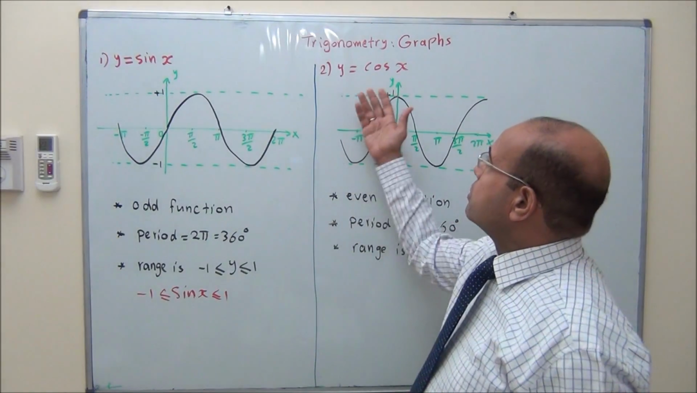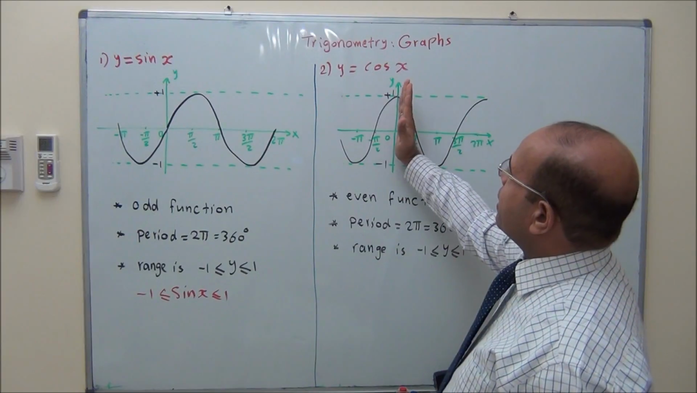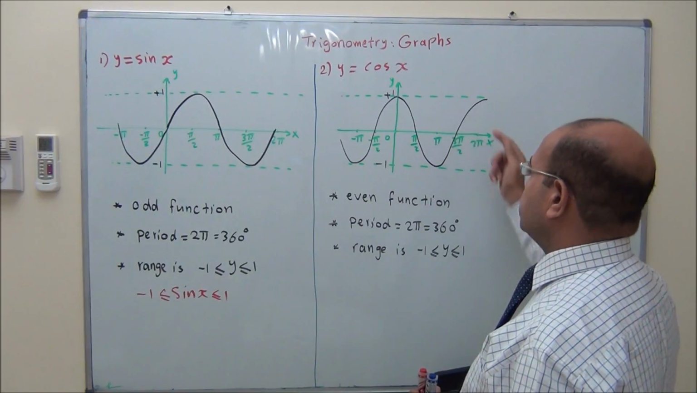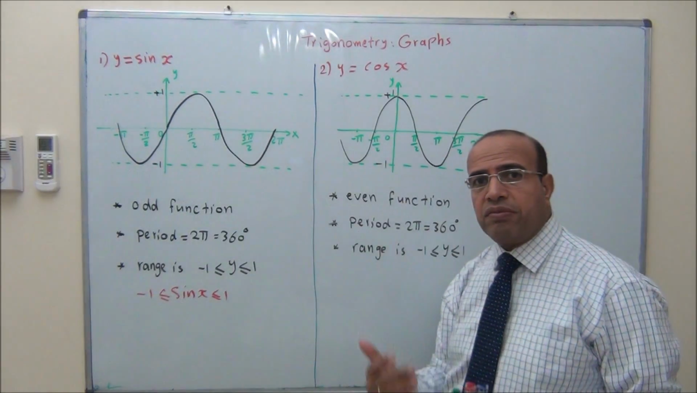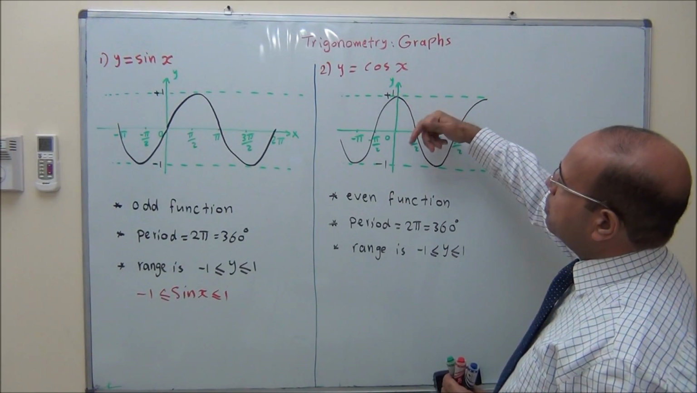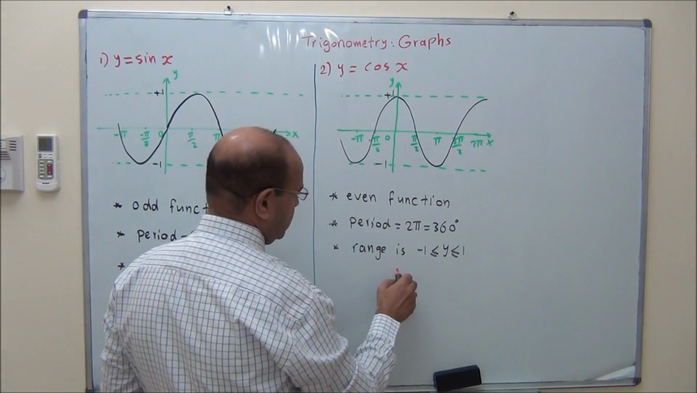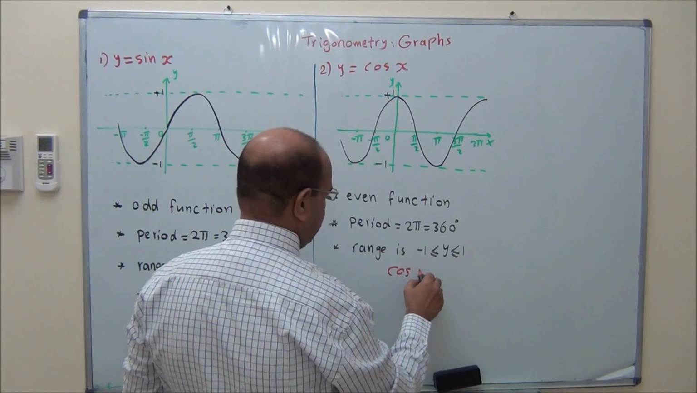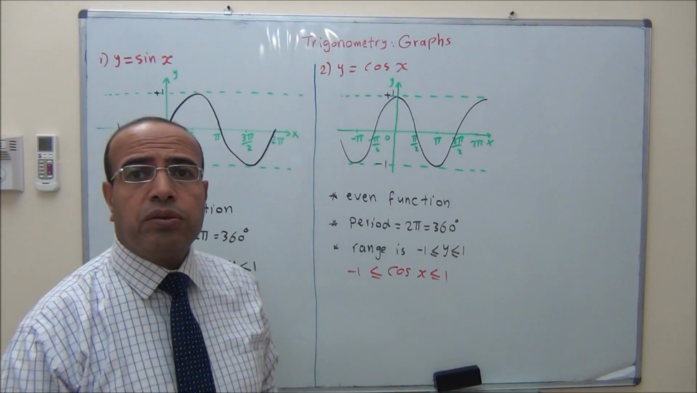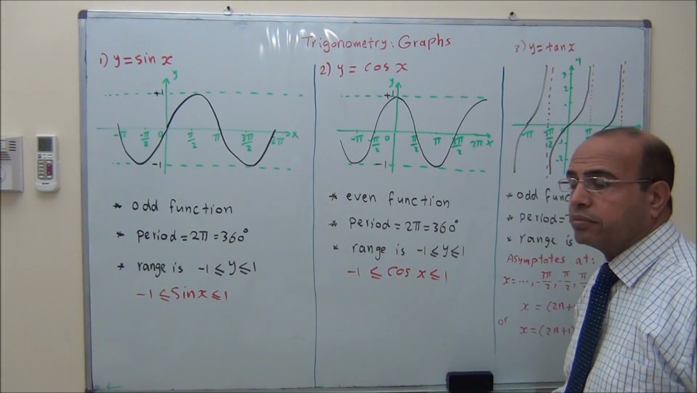The second graph is y equals cosine x. The graph is symmetrical about the y-axis, so it is an even function. The period of the function is 360 or 2 pi, it repeats itself every 360 or 2 pi. The range, the value of y, is from negative 1 to 1. It means any cosine of any angle is between negative 1 and positive 1. There is no asymptote.